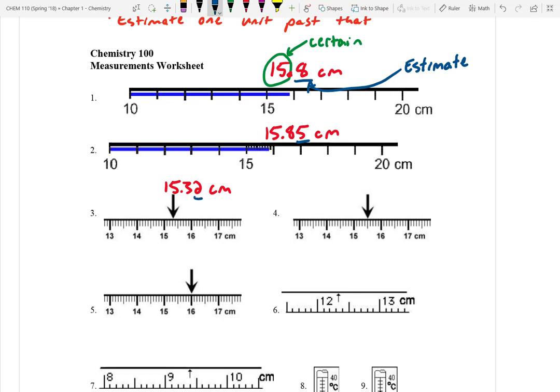All right, what about number 4? It looks like it's on 15.5, almost exactly. However, we still need to estimate that last digit. So 1 digit past, so maybe 15.50. It's fine to have 0 as your last digit. Still fine, just estimate that last digit always.